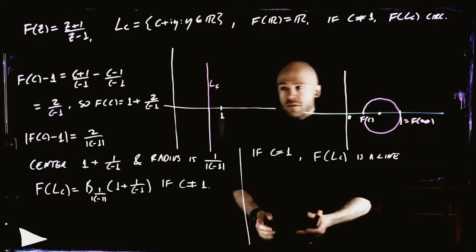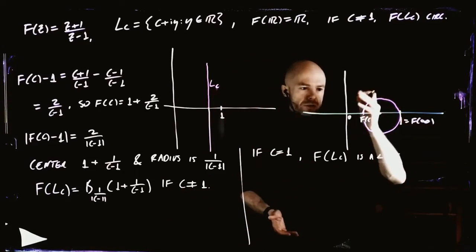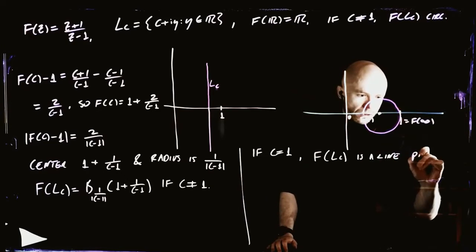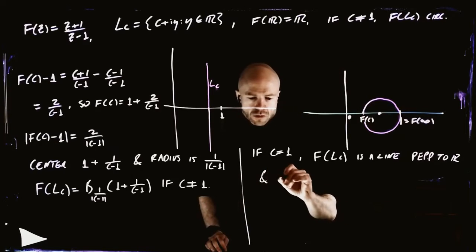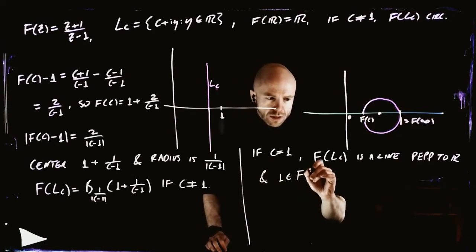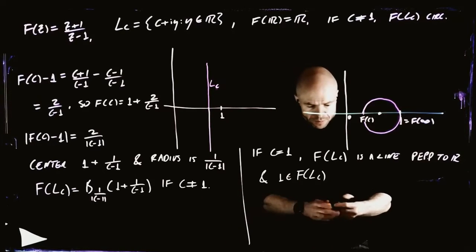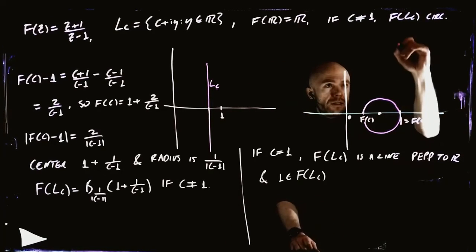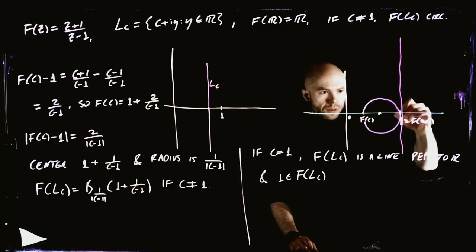It's a line that remains perpendicular to the real line, right? And it goes through 1. So a line perpendicular, and 1 belongs to L. So that's pretty easy. Then it just has to be this line that goes like this. Not a very good line.